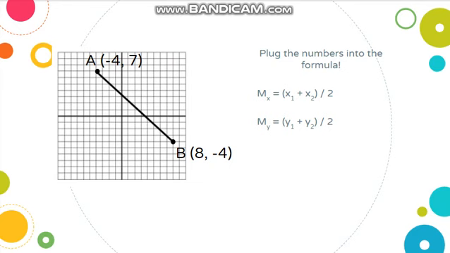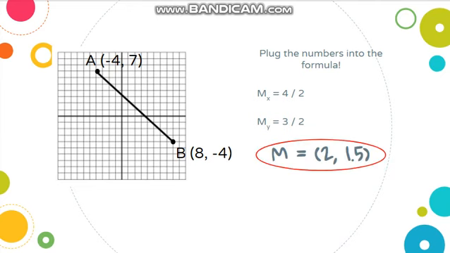So to find our midpoint, we're going to use that formula. X's together divided by 2, Y's together divided by 2. So it's going to be negative 4 plus 8 over 2, 7 plus negative 4 over 2. It's going to give us 4 over 2, 3 over 2. So our midpoint is going to be 2, 1.5. We can kind of see that would be that point right there. That looks about right, about halfway between A and B. Okay, so that's our first page of notes. The second page is going to be on the second video.